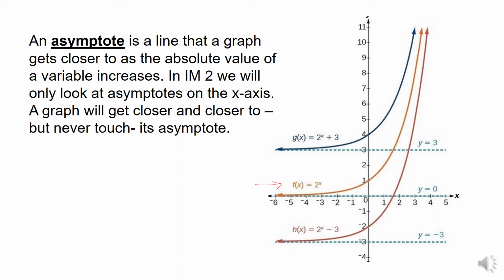So here's the parent function, which we've already shown, and our asymptote is y equals 0 because our line is going to get closer and closer but never cross the x-axis. This graph was translated up 3. So our new asymptote is y equals 3 because our graph is going to get closer and closer to the line y equals 3 but never cross it. This graph, the third graph, was translated down 3. So my asymptote is now y equals negative 3. Our exponential graph will get closer and closer to y equals negative 3, but it will never cross that line.